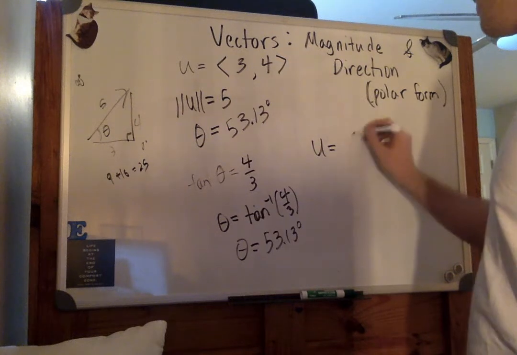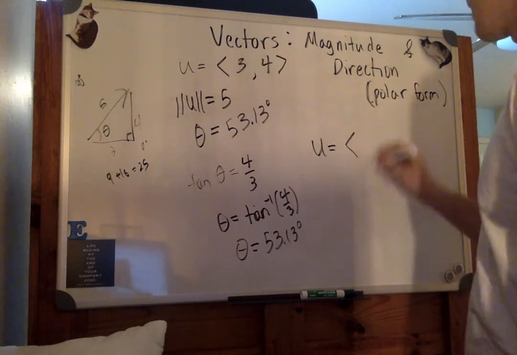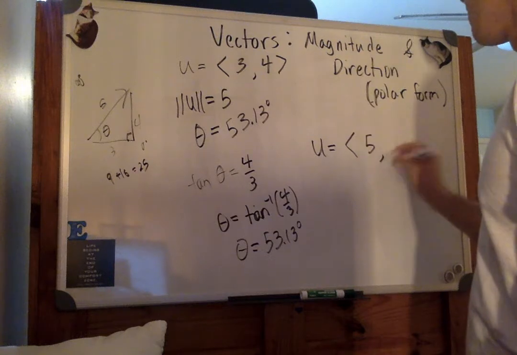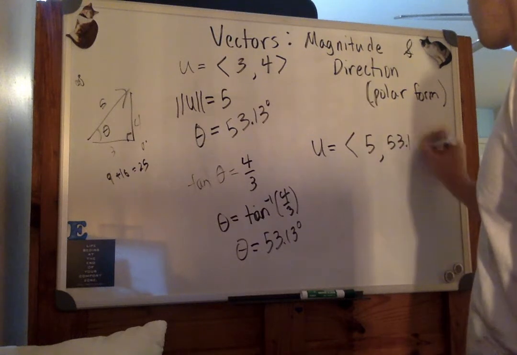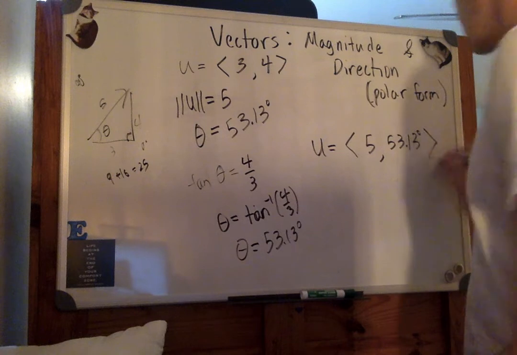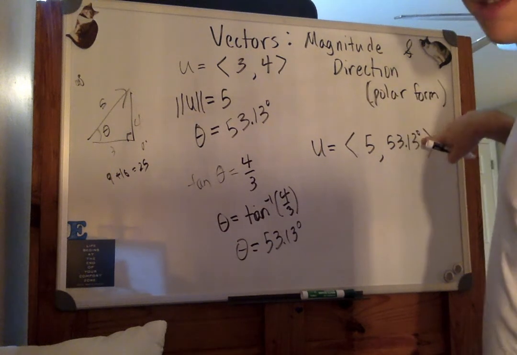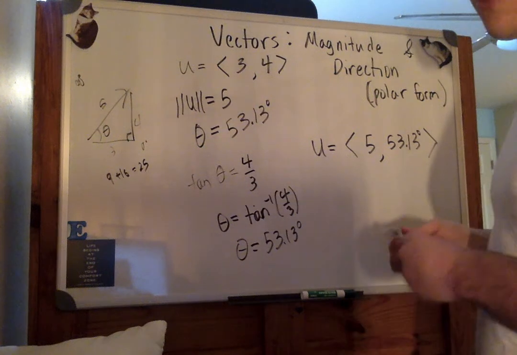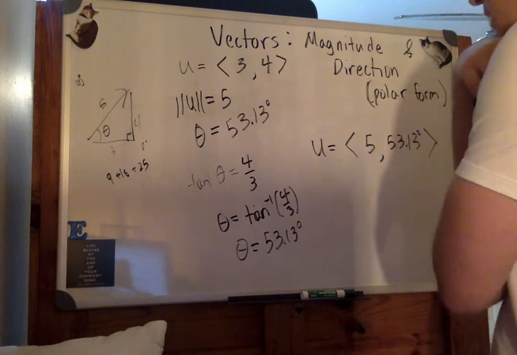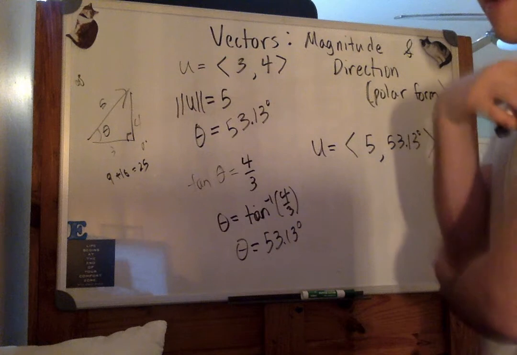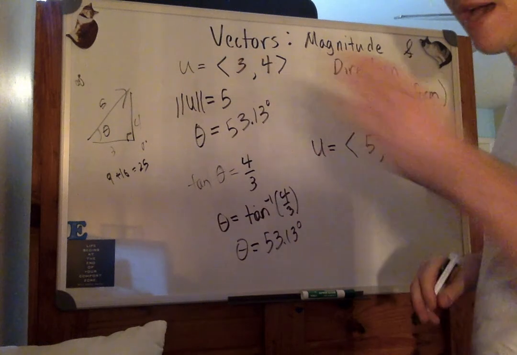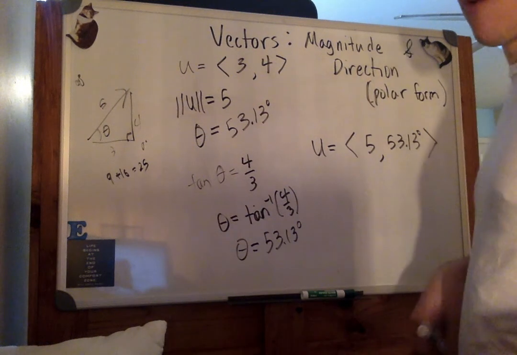So then, the way that you can rewrite u using this new information is you can say that u is equal to 5, 53.13 degrees. And the way that you know this is in polar form is because you can clearly see that the second measurement has degrees after it, and so therefore this must be a rendering of a vector in polar form. We're moving with a power of 5 in a direction of 53.13 degrees.